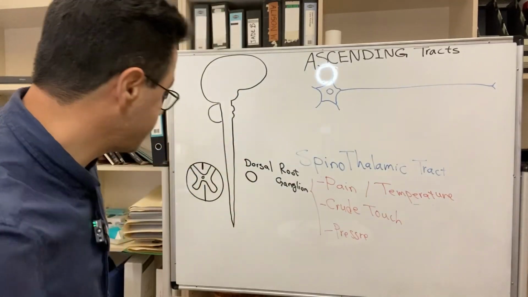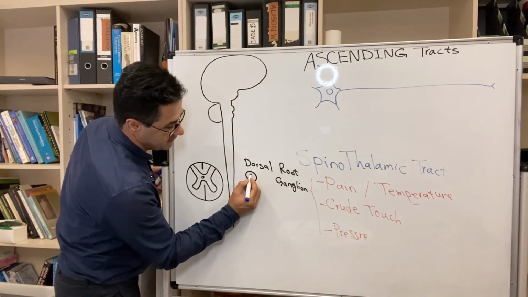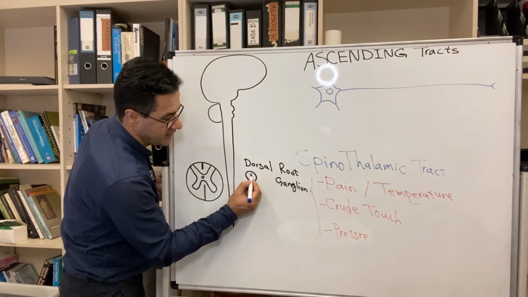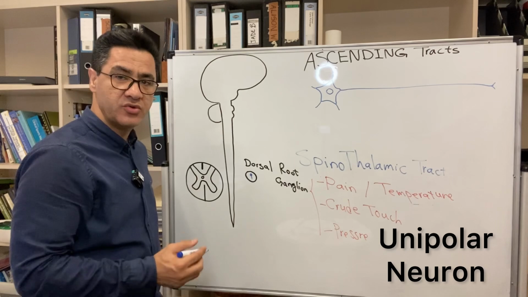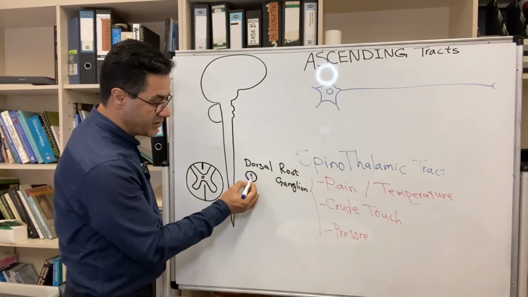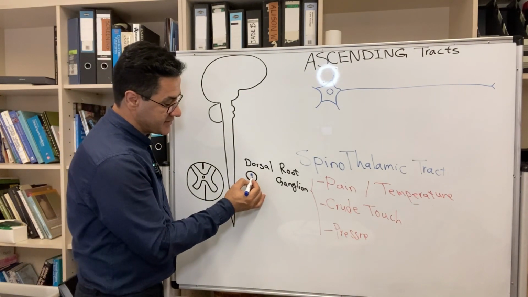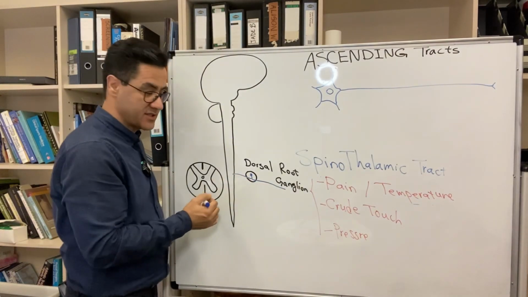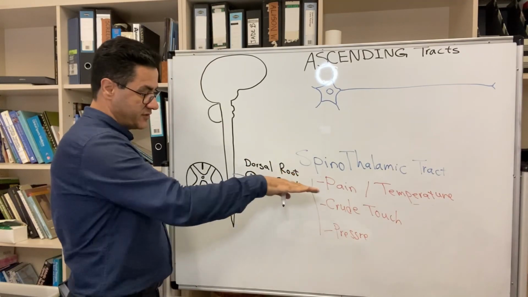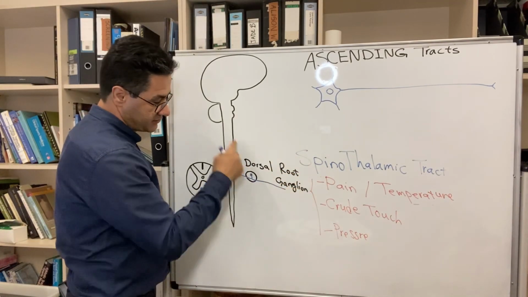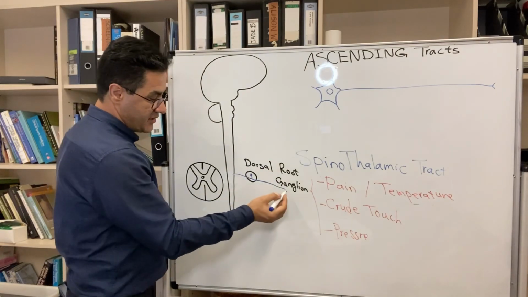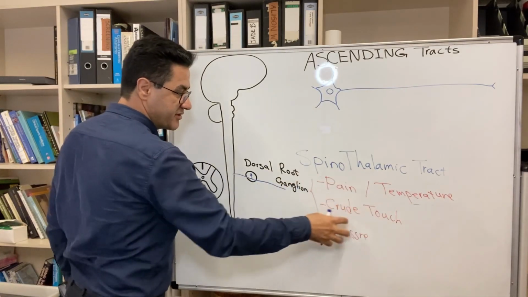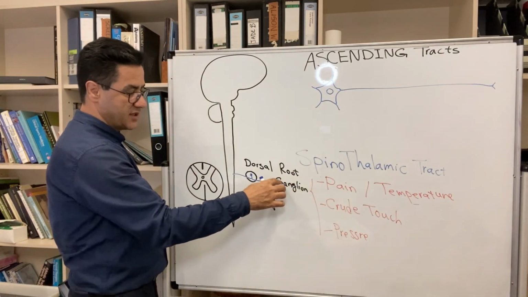So imagine that this is the cell body of the first order neuron. It is within the dorsal root ganglion, and it's unipolar. Uni means one. It has one axon, and it splits into a peripheral and a central branch. Peripheral going out of the central nervous system into the skin. So it connects to the receptors, which receive this sensory information and make the action potential.